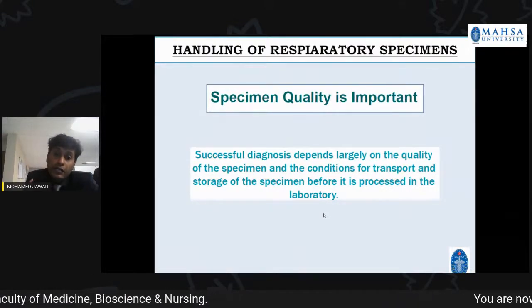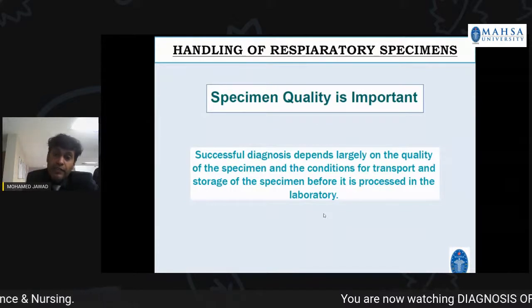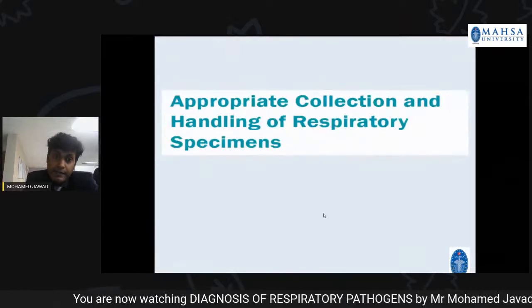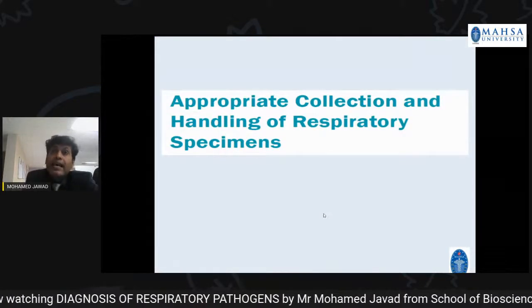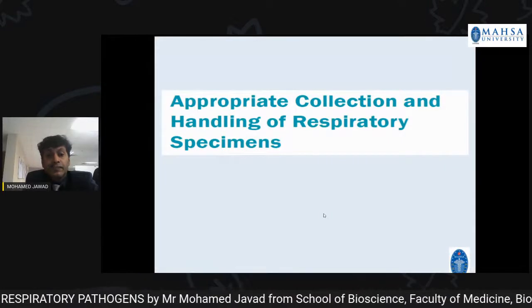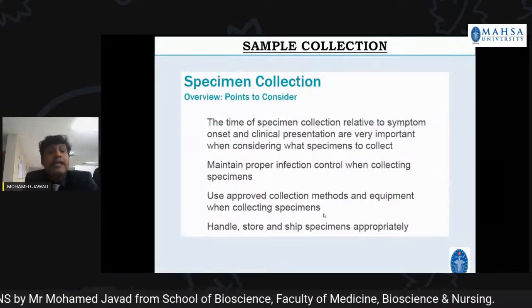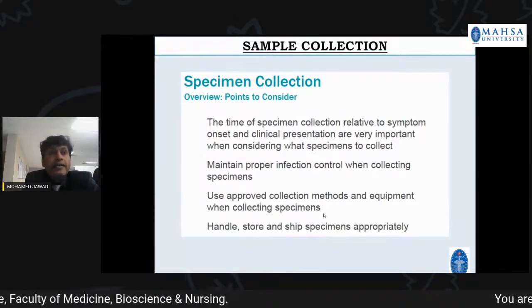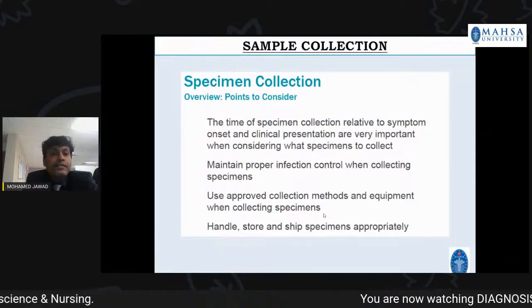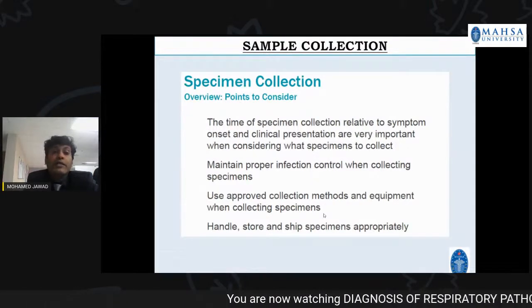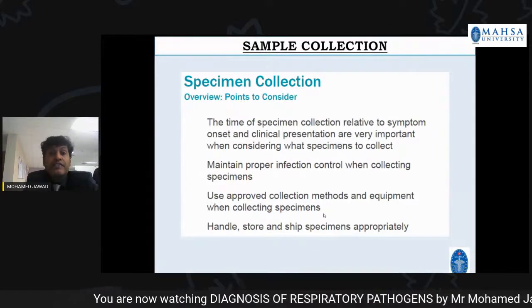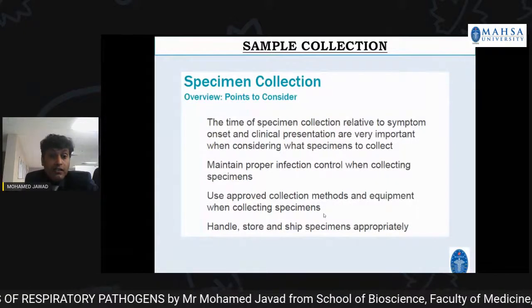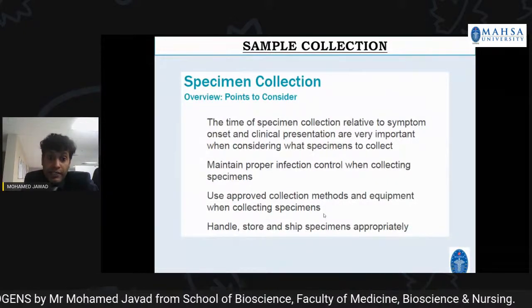Specimen quality is important. If it is contaminated, it will mislead the lab results. And for appropriate collection and handling of respiratory specimens, specimen collection is a very important one. There are some points to consider. Mainly, we have to consider the timing of collection relative to symptom onset; the clinical presentation is very important. After the clinical presentation, we have to collect, considering what specimen to collect.